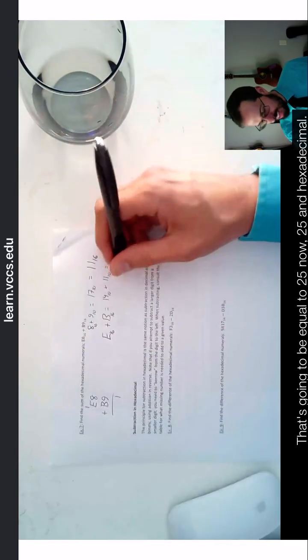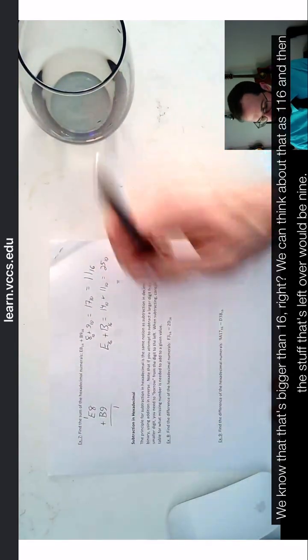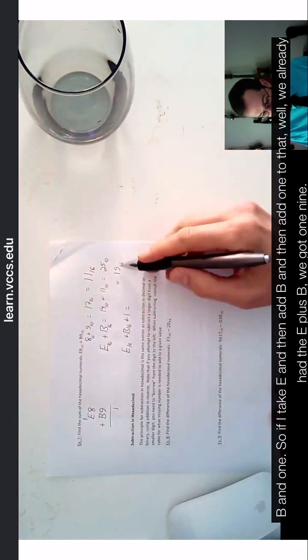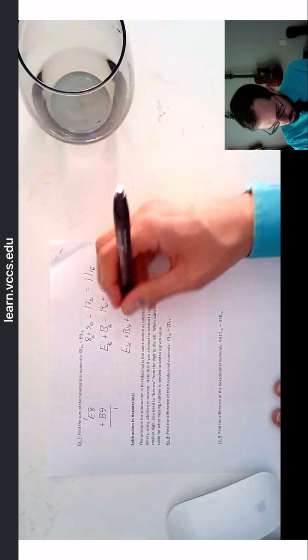E is 14, and B is 11. If I add 14 and 11, I'm very used to doing this sort of thing in decimal notation. That's going to be equal to 25. Now, 25 in hexadecimal, we know that's bigger than 16. We can think about that as one 16, and then the stuff that's left over would be 9. So we would write that as 1 followed by a 9 in hexadecimal. Good so far? Well, that's great, but what I was actually doing is I need to add E, B, and 1. We already did the E plus B. We got 1, 9. So now I want to add 1 to that.